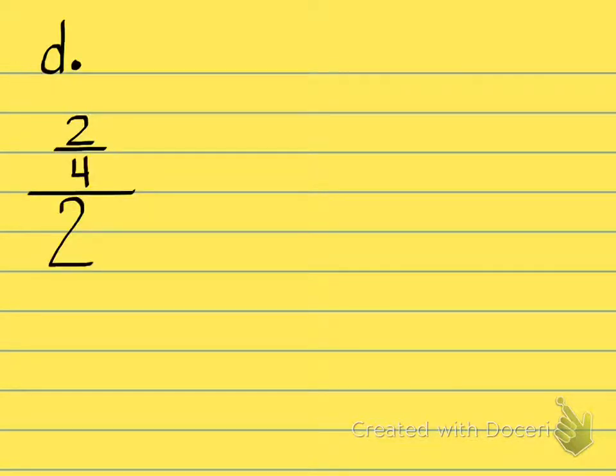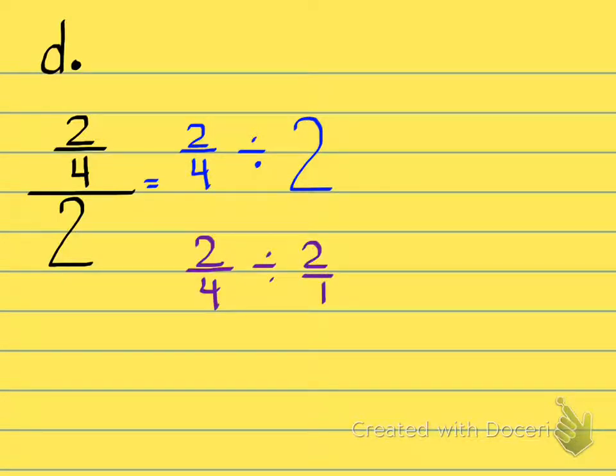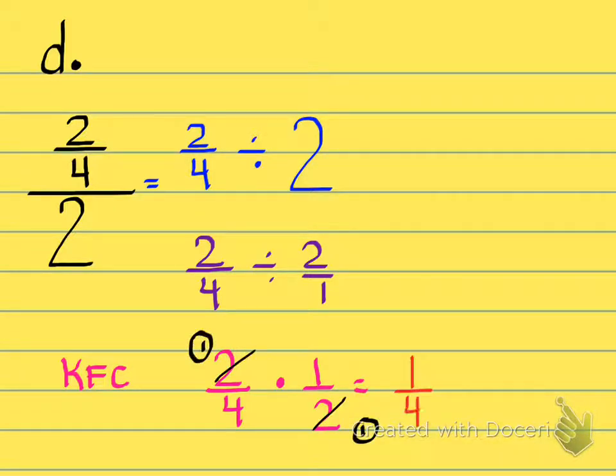All right, so now here you see D, and for D it says 2/4 divided by 2. So let's go ahead and write that first as a division sentence, which is 2/4 divided by 2, as you see here in blue. And then we're going to go with 2/4 divided by 2 over 1. And over here in pink, we're going to make sure that we do our keep flip change. And that's 2/4 times 1/2. And then we cross simplify and finish our problem off with 1/4.